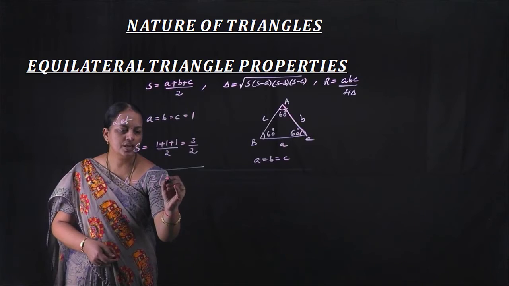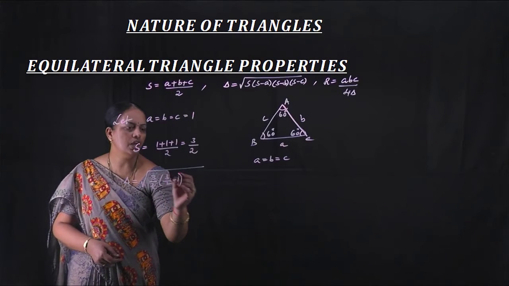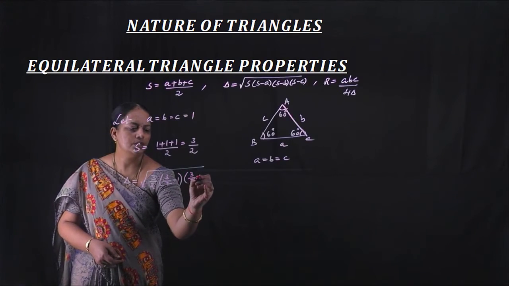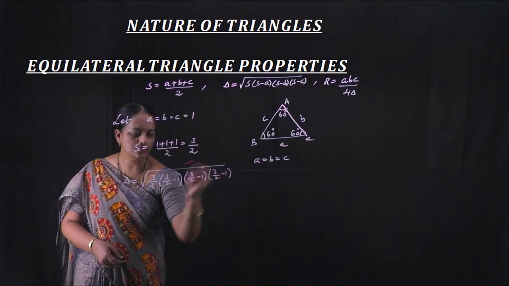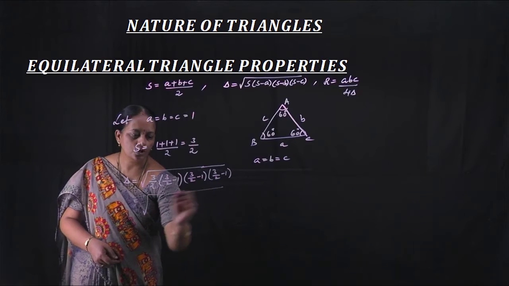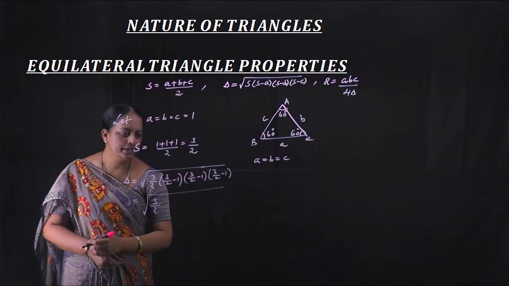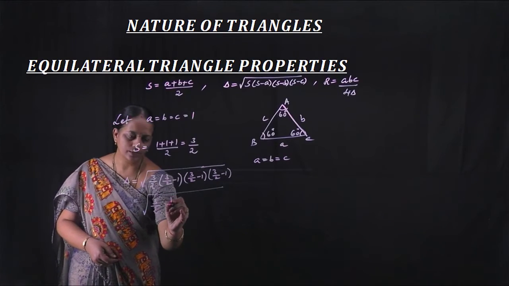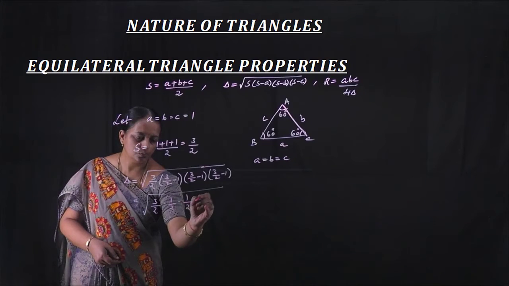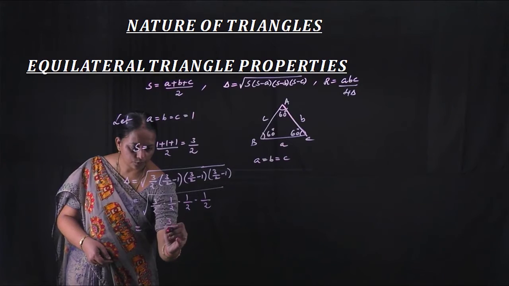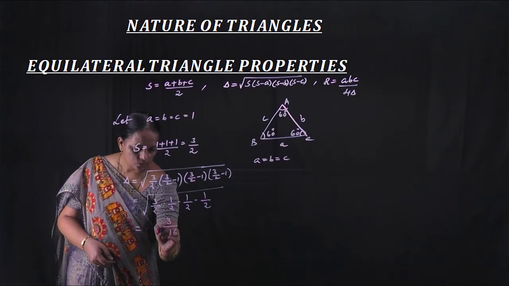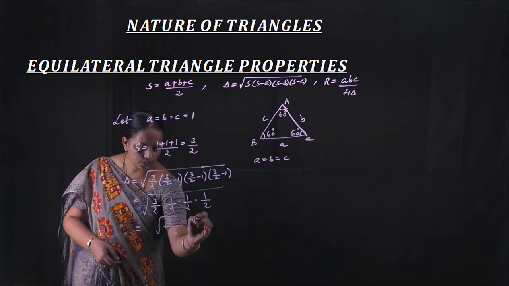And delta is equal to root over S(S minus A)(S minus B)(S minus C), where S minus A means 3 by 2 minus 1, S minus B means 3 by 2 minus 1, and similarly S minus C means 3 by 2 minus 1. It can be written as root over 3 by 2 into 1 by 2, 1 by 2, 1 by 2. Okay, this is equal to root of 3 by 16, which is equal to root 3 by 4.